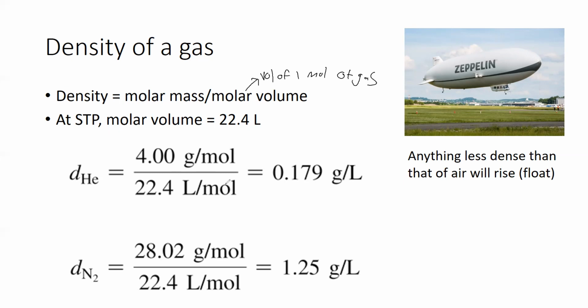So here's the density of helium versus the density of nitrogen. That's why helium balloons will float, because the atmosphere is roughly 70% nitrogen gas. Most of the stuff we breathe is nitrogen, which has a weight of 1.25 grams per liter. Helium has a much lower density, 10 times lower. So helium will float on the nitrogen atmosphere.